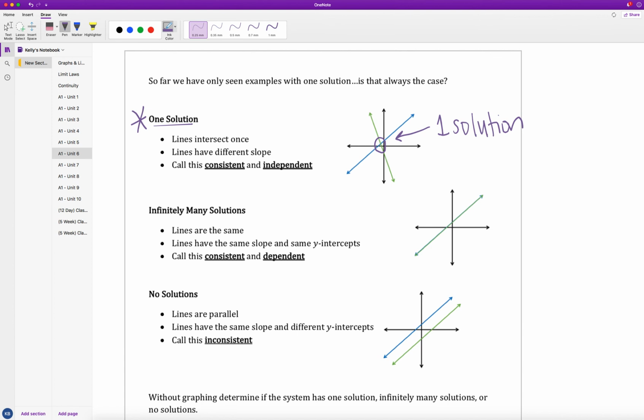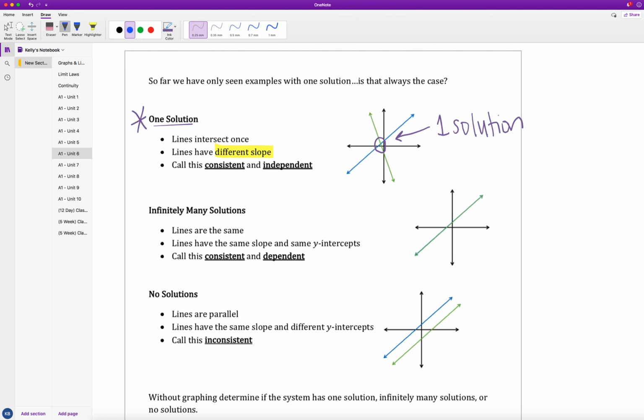That happens ultimately because these 2 lines have different slopes. We know from our last unit that if lines have different slopes, they will end up intersecting. If lines have the same slope, something else is going to happen, and that's what our other 2 cases will talk about. So we will get one solution anytime the lines have different slopes. We can call this one solution because that's how many solutions we get, but a fancier way to say it is that this solution is consistent and independent.